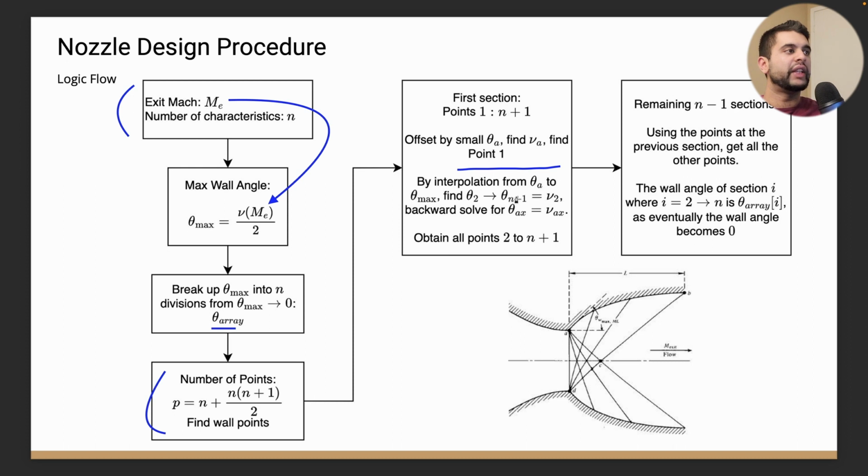You do interpolation, you get theta 2 backward solve, and then you obtain all the points. Then for the remaining points, you use the points from the previous section, get all the others. And the wall angle, you see how it goes down to 0. So we'll have maximum wall angle, and then we'll have a smaller one, and then it'll be to 0 eventually. So theta array I, because we need to do interpolation. And I will show you after how I did the interpolation, okay?